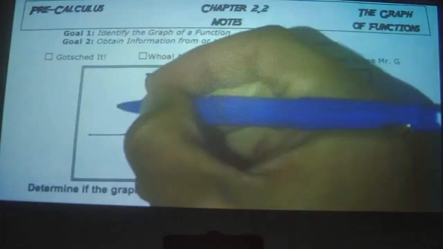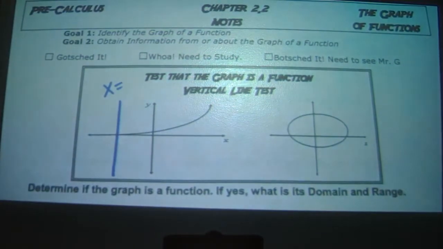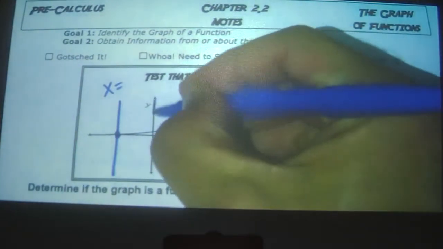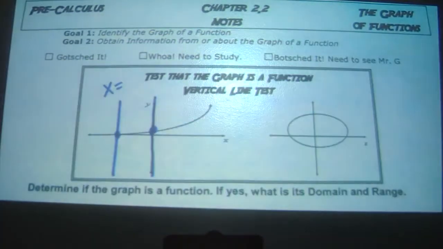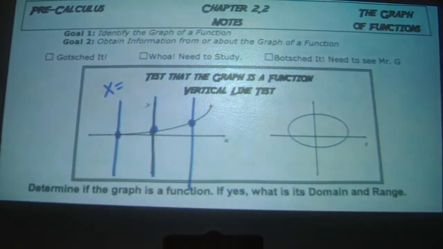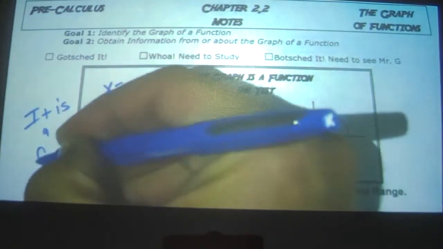Okay, when we draw a vertical line, that's an x equals line. Right? So vertical, U, V, W, X, Y, Z, undefined slope, vertical is an x equals. So I see it only intersects in one spot. I draw a vertical line, intersects the graph in one spot. So every x only has one y for each x that I'm drawing. Okay, this is an example of a function.